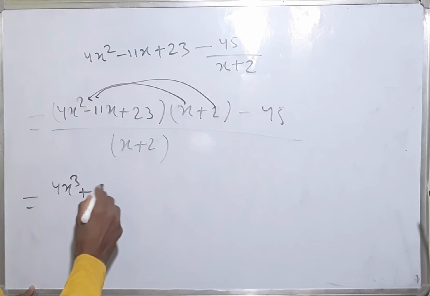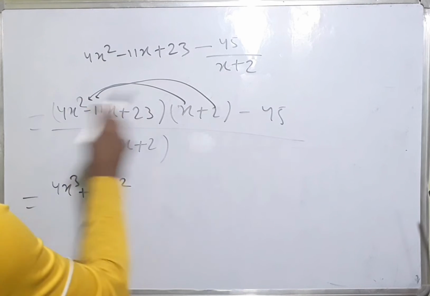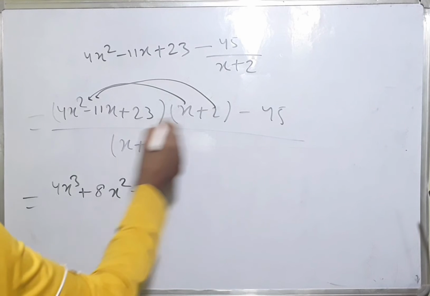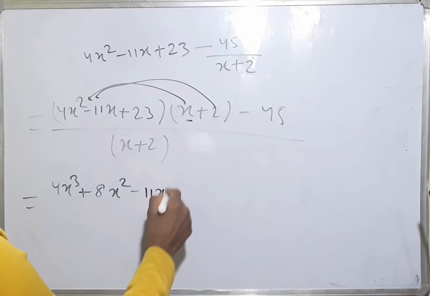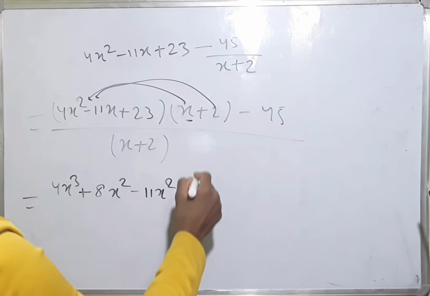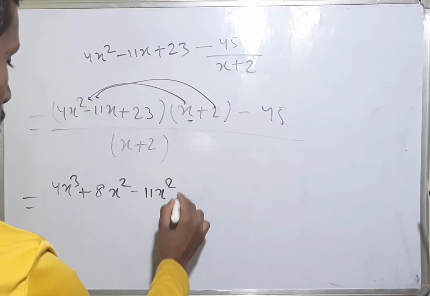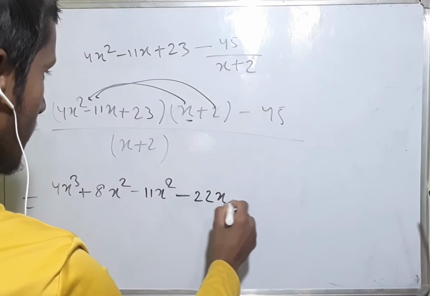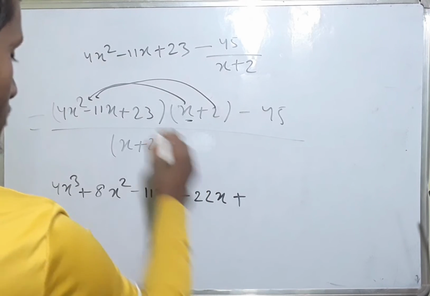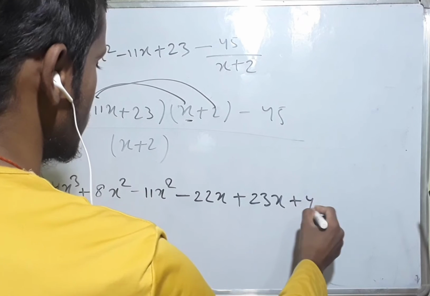I can multiply this times this. It will get you 8x squared, because that is that. Now this times 11 will give you 11x squared, and then this plus 2 times, it should be minus because you have the minus sign in front of 11, so 22x, and then plus x times 23 is 23x, and it will be 46.